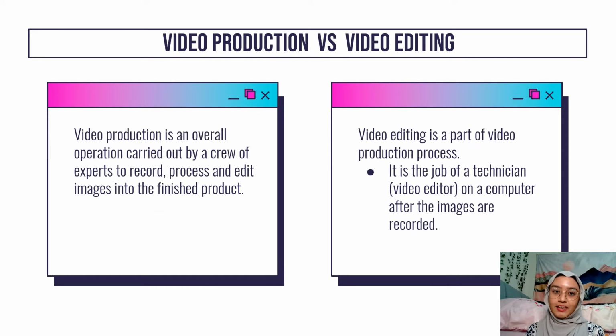Okay, and then video production and video editing, what is the difference? The difference is that video editing is a part of the video production process. Video production is the overall operation to record, process, and produce a video, while video editing comes with video production. We will look at this later on.